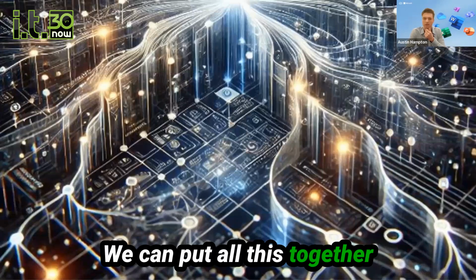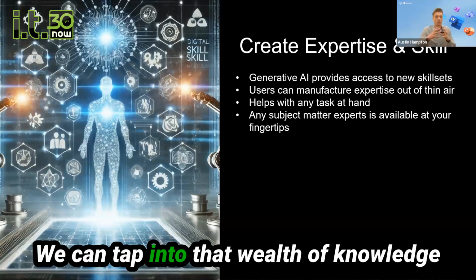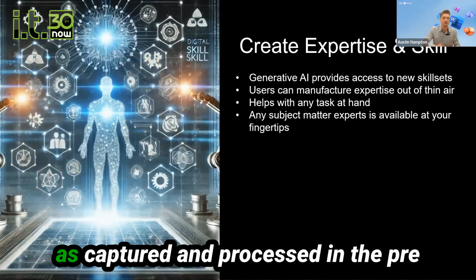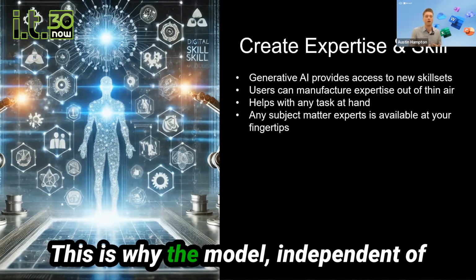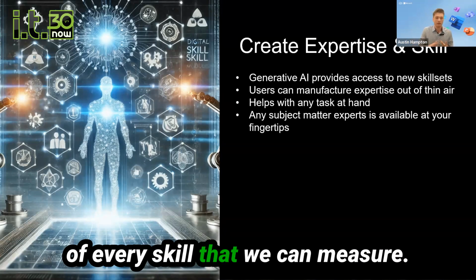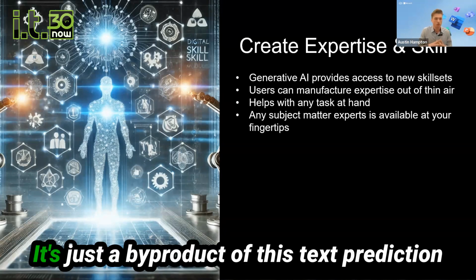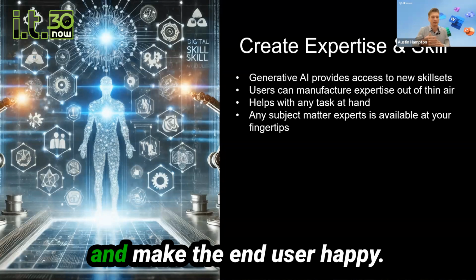We can put all this together and we can use this tool. We can tap into that wealth of knowledge as captured and processed in the pre-training to create expertise and skill set. This is why the model, independent of a user, operates at the 80th percentile of every skill that we can measure. It's just a byproduct of this text prediction engine that's been trained on all this data, trying to guess the next word and make the end user happy.